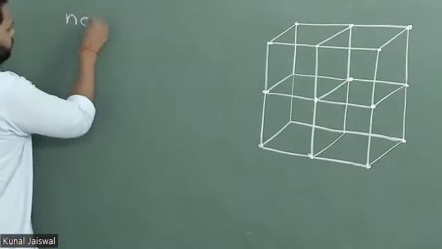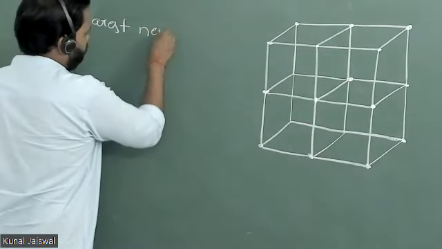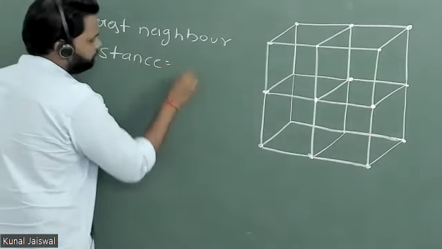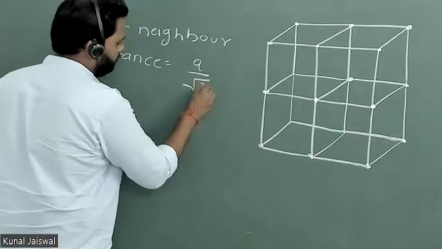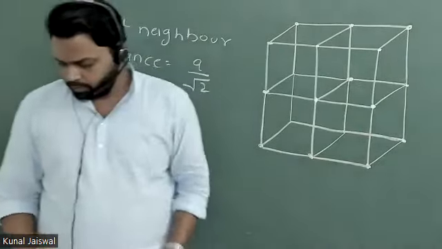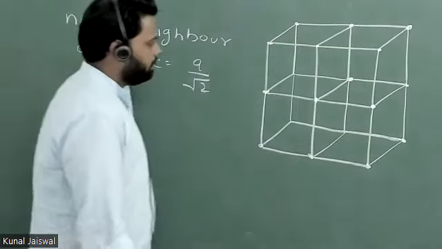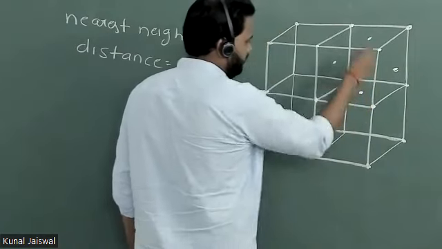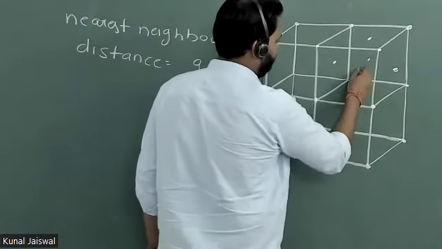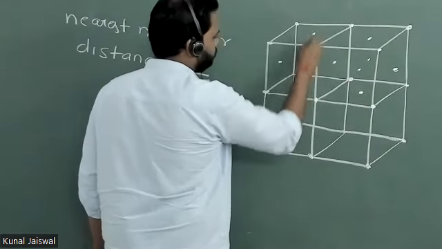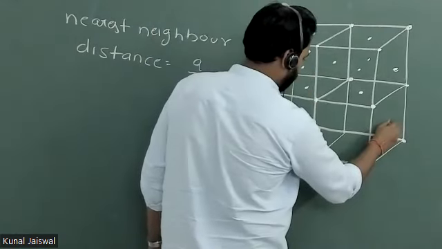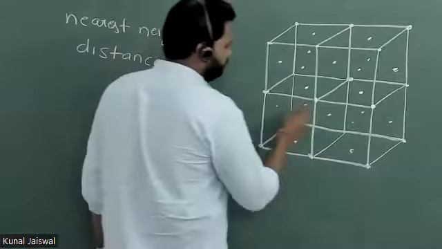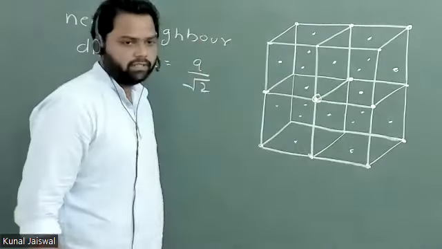So what was the nearest neighbor distance? Nearest neighbor distance. What was that? A by root 2. A by root 2. And how many nearest neighbors were possible? 12. 12. Let's complete this FCC lattice first of all. Make it properly. Eight atoms at the corners and six atoms at the faces, right? Okay, let's suppose this is our reference atom.